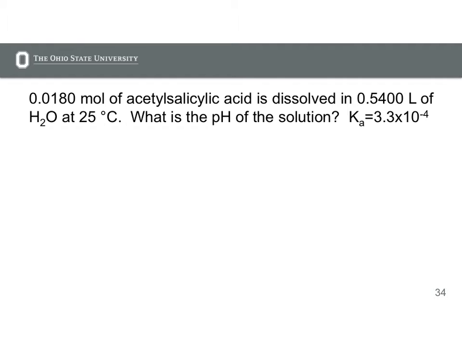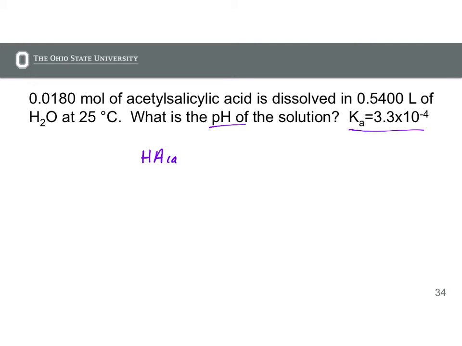Alright, so let's do this problem where we have 0.0180 moles of acetyl salicylic acid dissolved in 0.54 liters of water at 25 degrees Celsius. And let's find the pH of the solution. And we're given the Ka for acetyl salicylic acid. It's 3.3 times 10 to the minus 4. So the first thing I'm going to do is set up my equilibrium equation.